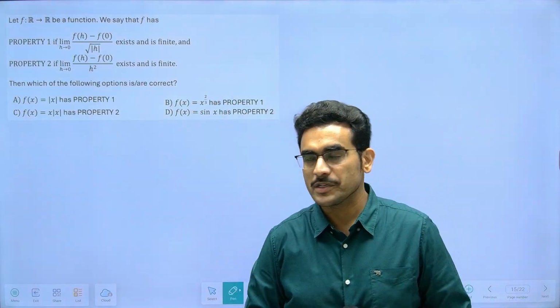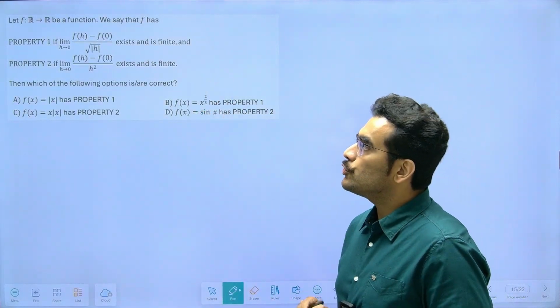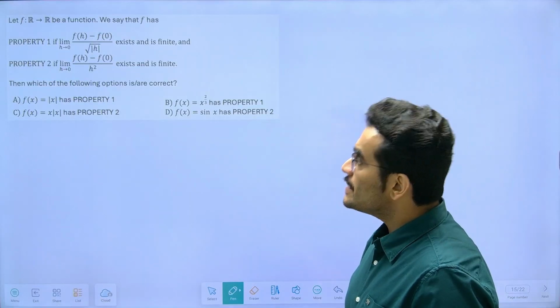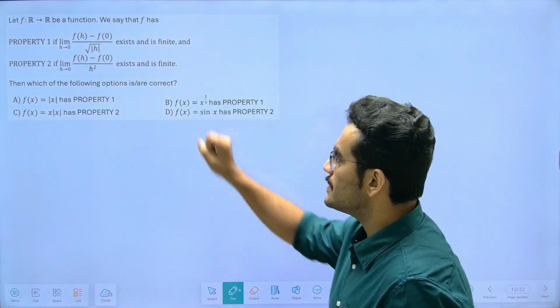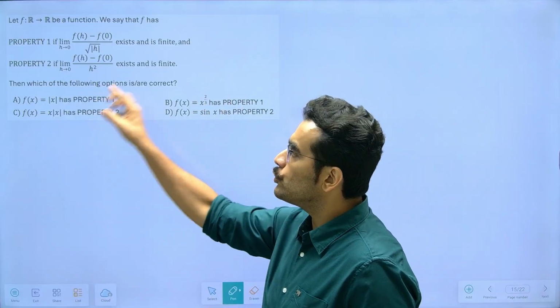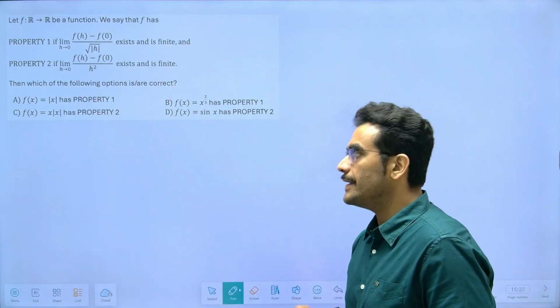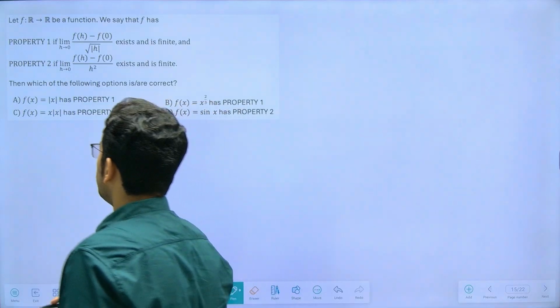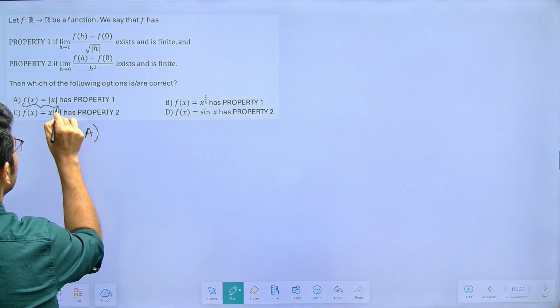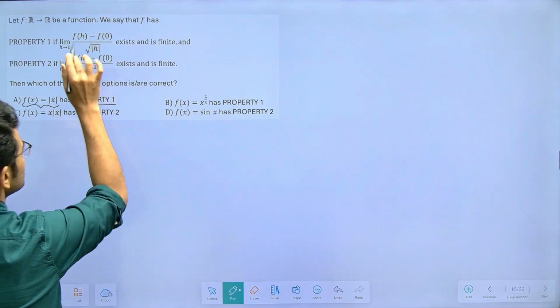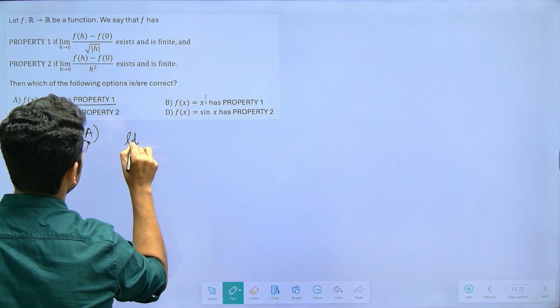Let's take this JEE Advanced question. Let f: R to R be a function. We say that f has property 1 if this limit exists and is finite, and property 2 if this limit exists and is finite. So as per the options, we need to test. Option A is f(x) equal to mod x has property 1. So let us test, does the limit exist finitely?